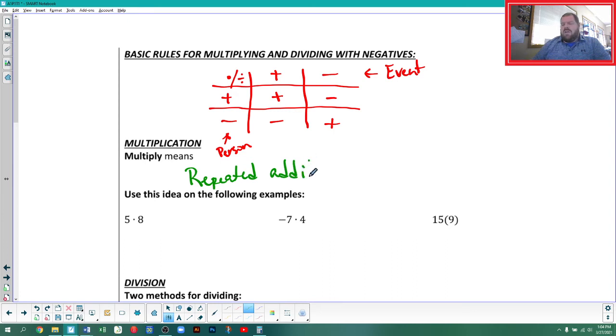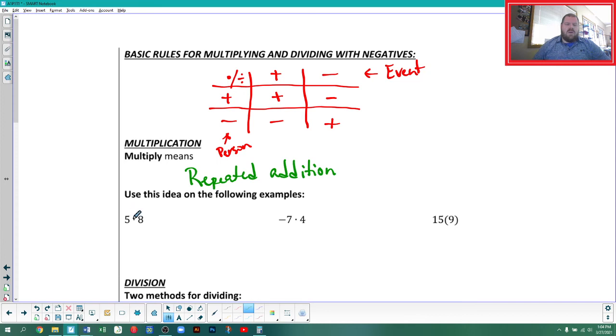So that's one way that you can always deal with multiplication if you need to. In that sense, 5 times 8 is either 5 added to itself 8 times or 8 added to itself 5 times. It works in either direction. Okay? So that's one way that you can handle that.